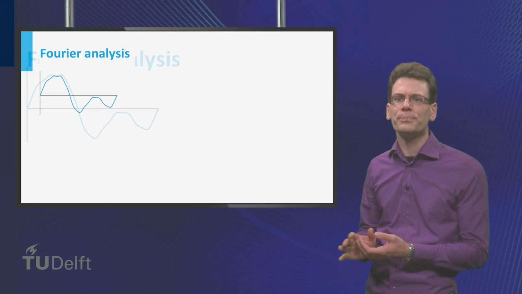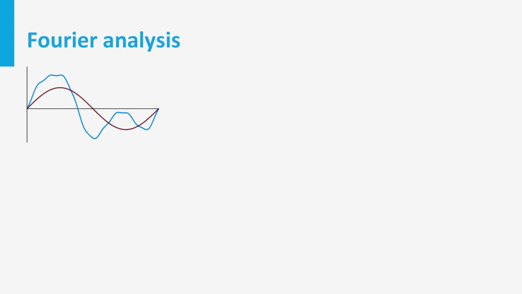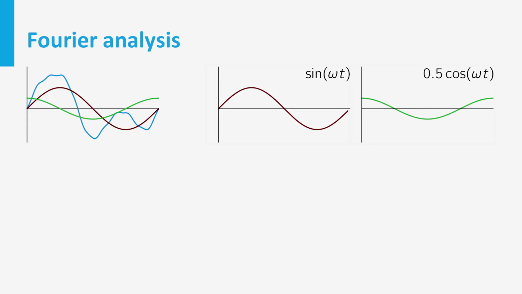How does this work? Well, first we take a sine with the same frequency as the wave and scale the amplitude such that it best fits the wave function. What that means precisely is a bit technical. I will not explain it here. We do the same for the cosine. The sum of the sine and cosine already approximates the wave.